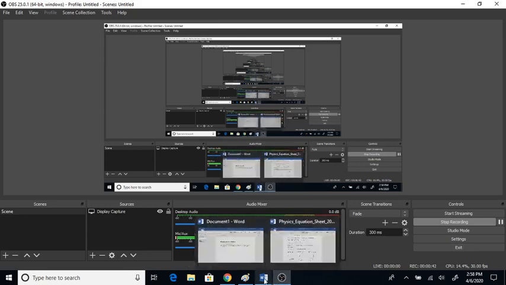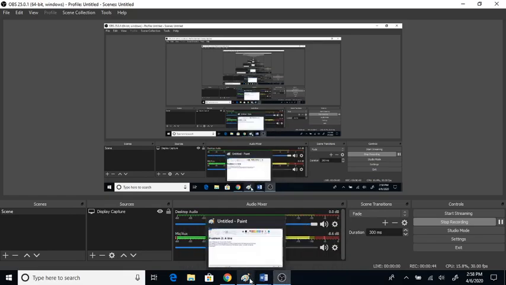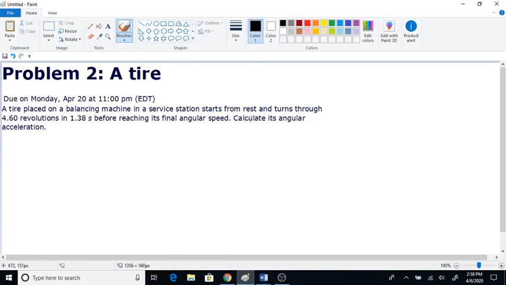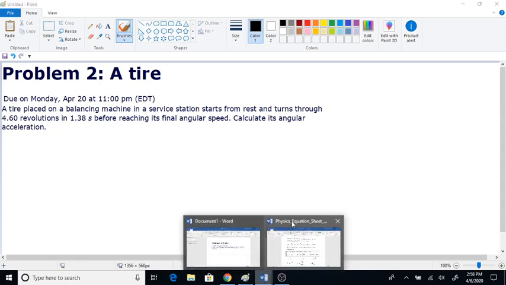Okay, so we're going to do problem 2. We're going to get started, and here it is. A tire, and it gives us a few things in here, revolutions and a time, and it wants the angular acceleration. But before I go into that, I'm going to click the equation sheet.